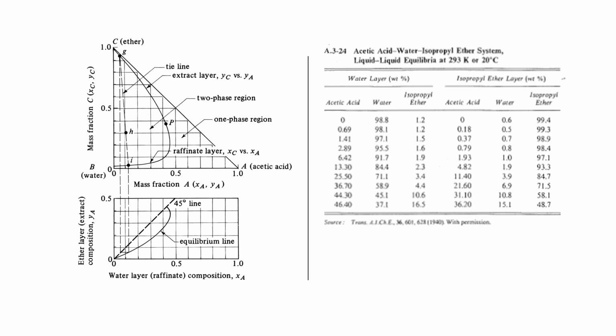Since triangular diagrams have some disadvantages due to their special coordinates, a more useful method of plotting three-component data is to use rectangular coordinates, like in this diagram. This is an example, a system of acetic acid, water, and isopropyl ether, and the solvent pair B and C, of course, is partially miscible. This is an example of data taken from Appendix A.3-24.